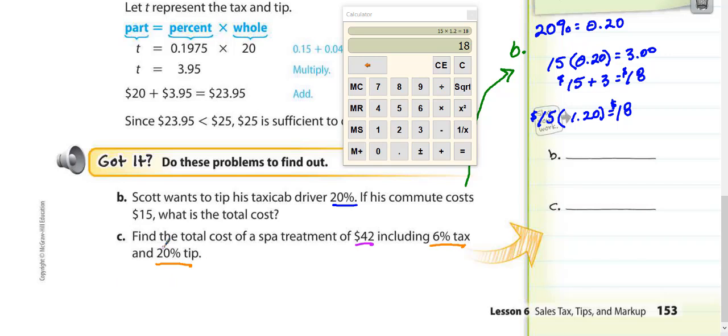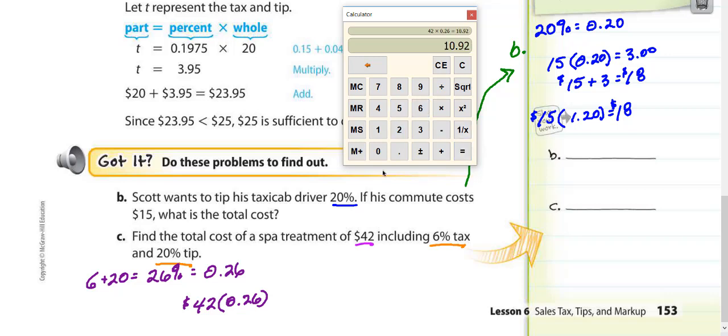So we know that we've got 6% tax, 20% tip. So we're going to take those, put them together. We've got 26%. That's 0.26. So we're going to multiply the $42 treatment by 0.26. 42 times 0.26. And we have $10.92. Now we have to be careful. That's not the full cost for us.